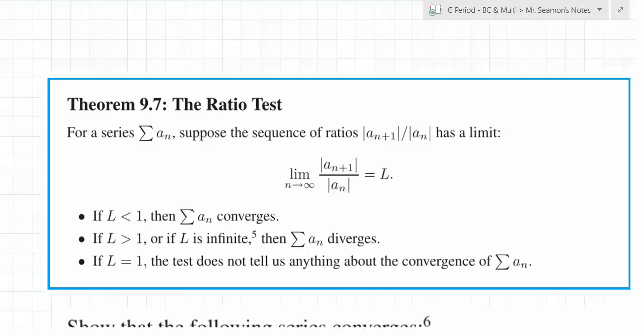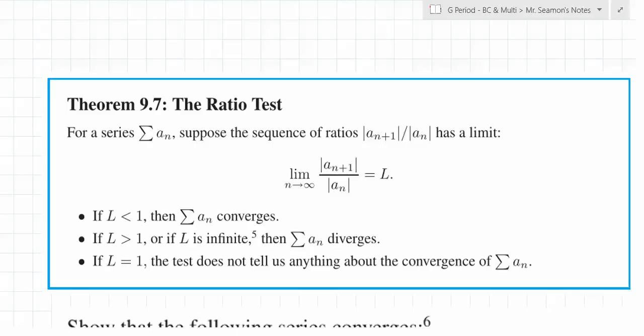So remember, if this was a geometric series, would you always get the same number? Yeah, 3, 9, 27. The ratio would always be 3, right? But in this case, maybe the ratio is approaching a limit, some number. Here's the payoff right here. If you get a number L less than 1, then it converges. If it comes out to be greater than 1, or if L is infinite, then it diverges.